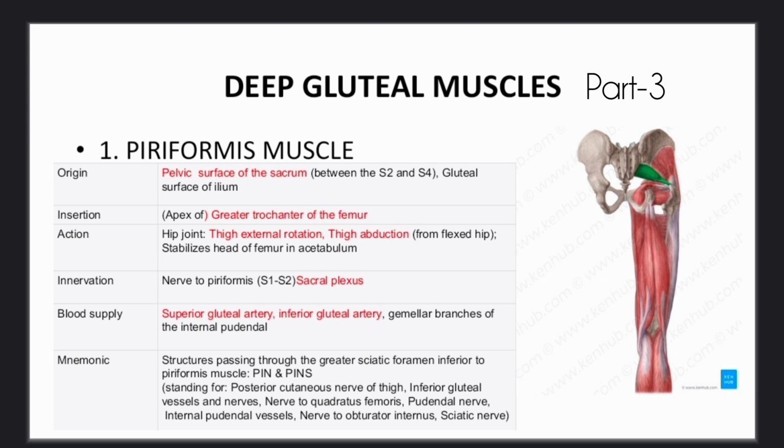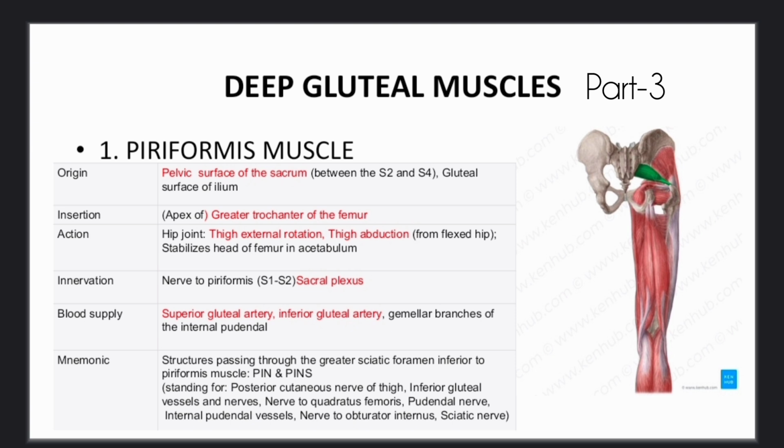In this series, we are studying the muscles of the hip and thigh region. Today, we will discuss the deep gluteal muscles. The deep gluteal muscle group consists of five main muscles: piriformis, obturator internus, superior gemellus, inferior gemellus, and quadratus femoris.